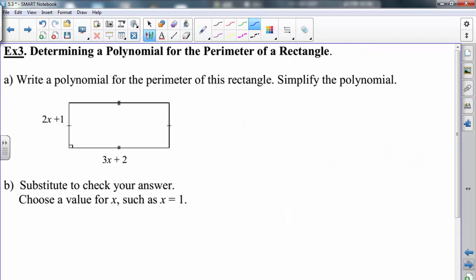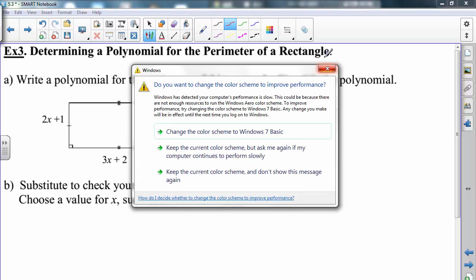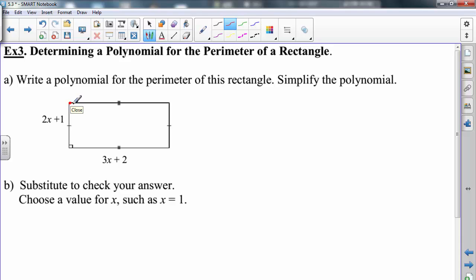Okay, so right now let's look at example 3. Determine a polynomial for the perimeter of a rectangle. Last time we talked about the perimeter already. So the perimeter is I add all sides up. Okay, so right now I have 4 sides in the rectangle. So I will have this one 3x plus 2 as well. And this side is equal to this side. These two sides are equal. So this one is 2x plus 1.